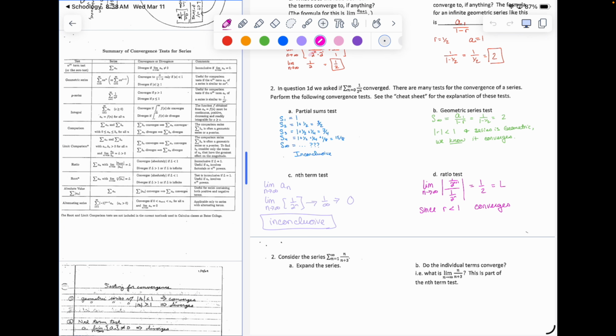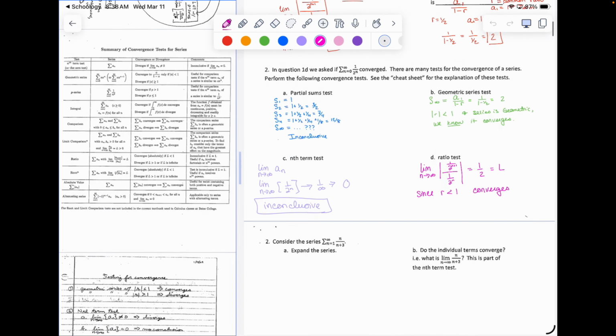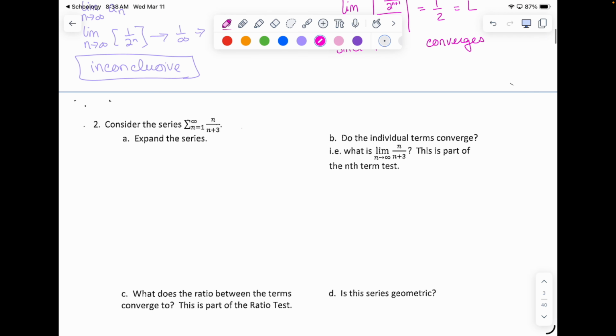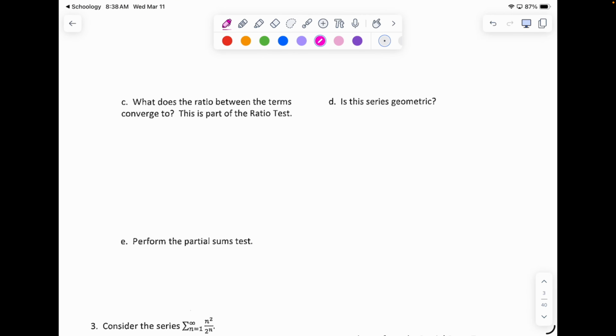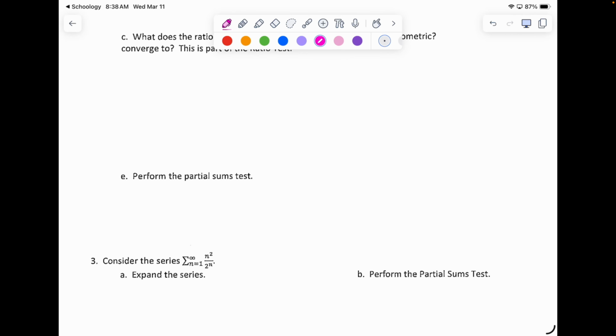I want you to repeat this process with your teammates for question 2. So consider the series, expand it, do the terms converge, what's the ratio, is it geometric, do partial sums, okay? And then we'll regroup as a class. Normally I would make you do this as board work, but I feel like it's useful for you to have this on paper. Would you agree? Okay, so we're going to do it on paper, but think about it as if we were doing this as board problems. So working with your teams, give it a whirl.